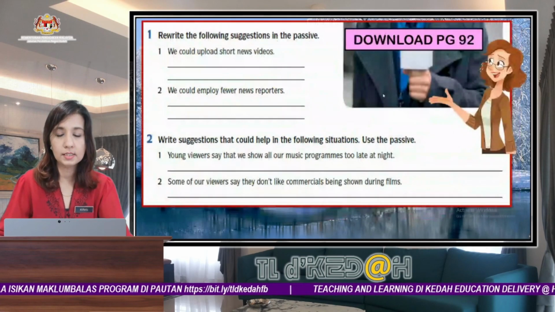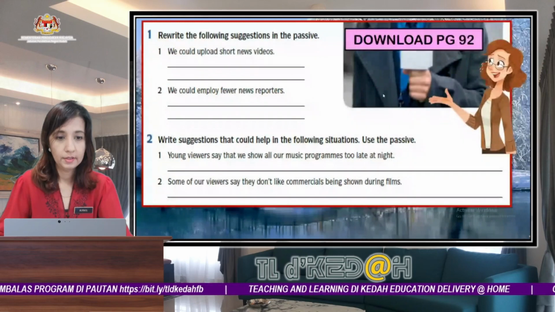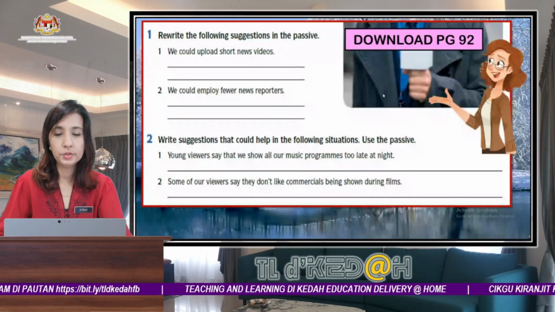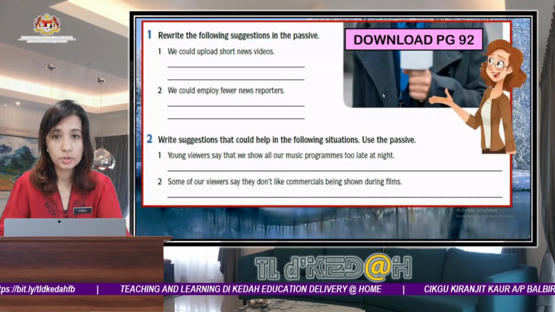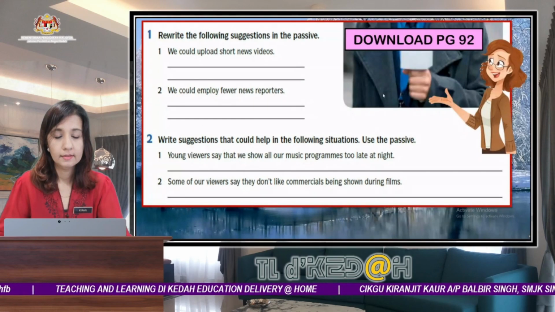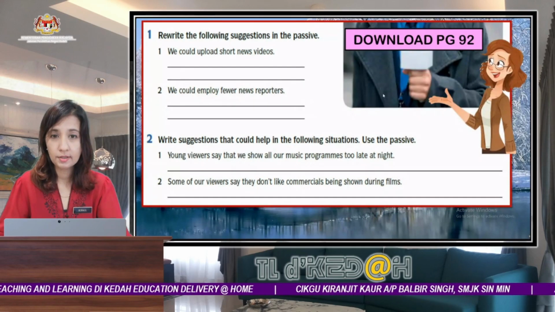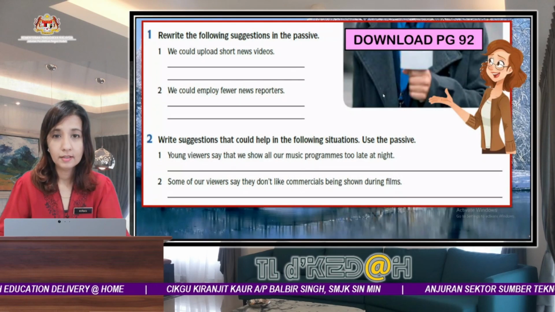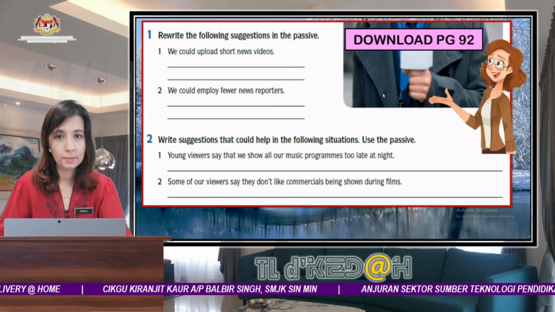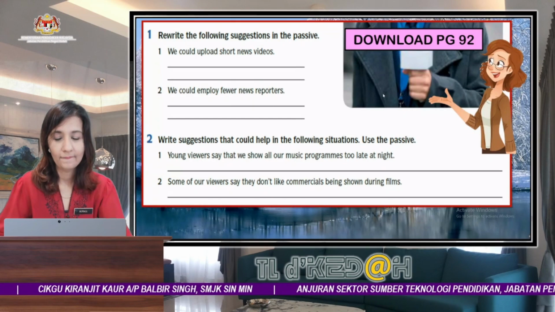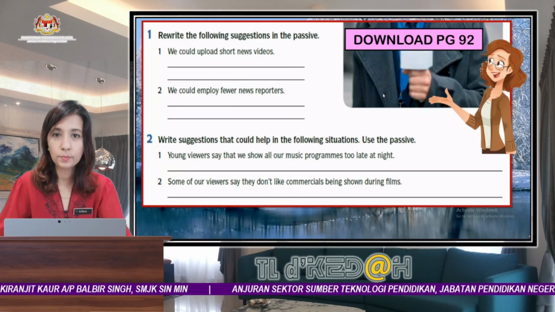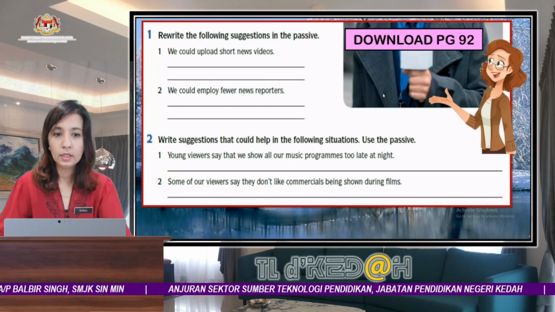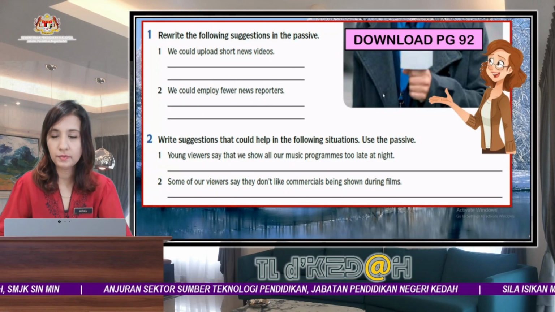Rewrite the following suggestions in the passive. We could upload short news videos. Where is the object? Short news videos. Okay, so here is the use of modal could. So remember what I told you just now. How would you change this to passive form? We could upload short news videos.